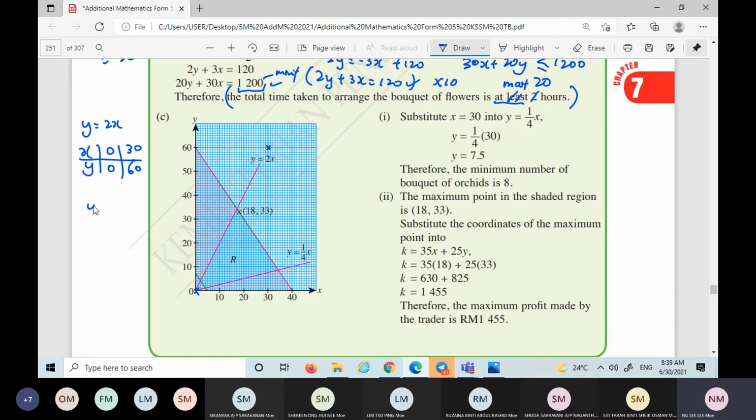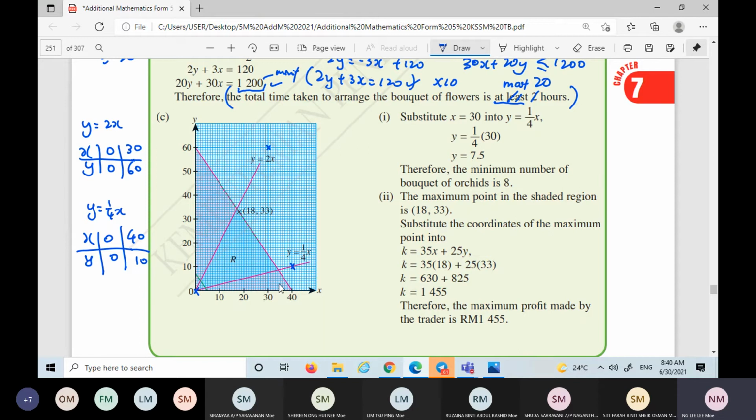How about this? y equals 1 over 4x. This is the second constraint. Same thing, the first point will be 0, 0. For the second point, you can put 40 for the x, then divide by 4, so y is 10. So 40, 10 is the point. One point, two points, draw the line. So I have three lines done.